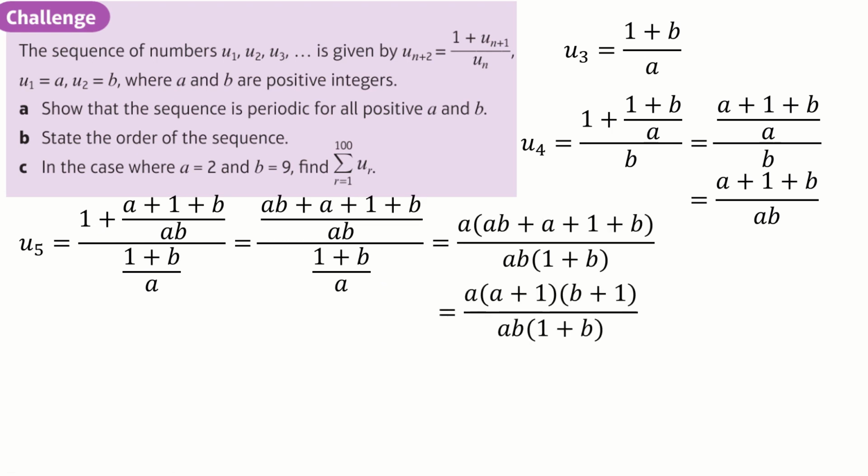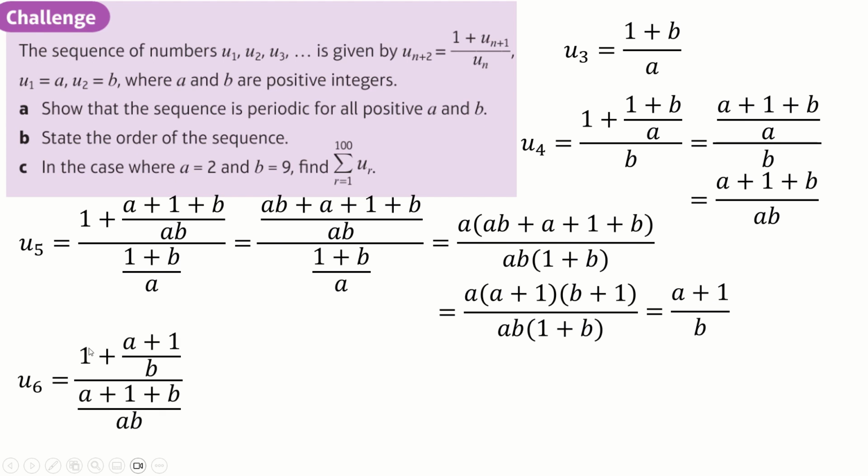Hopefully, does some stuff factorize? Oh yeah, nice spot. That's a good spot there. This is ab plus a plus b plus 1. And now cancel those two things there. And you end up with just, and cancel the a's, of course, as well. And you just end up with this over that. So that's u5. So u6, therefore, is 1 plus that over that.